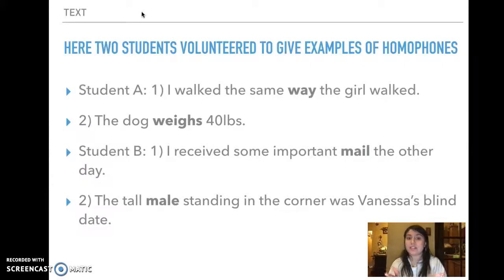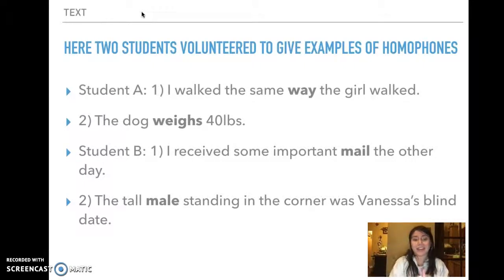So again, they sound the same, but in this case, they are written differently. So I walked the same way the girl walked. We're talking about a location and a direction. Number 2, the dog weighs 40 pounds. Here we are talking about the weight of something, the weight of an item, in this case, a dog.